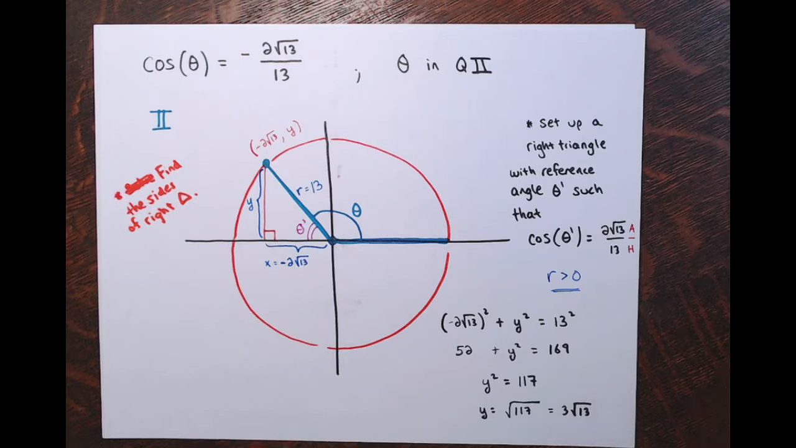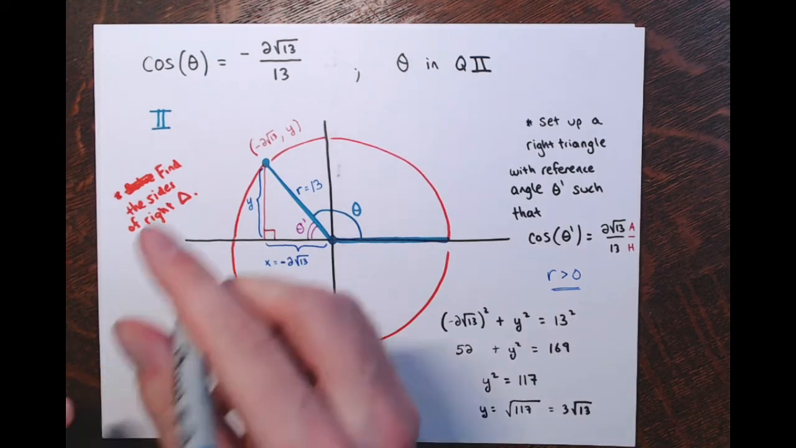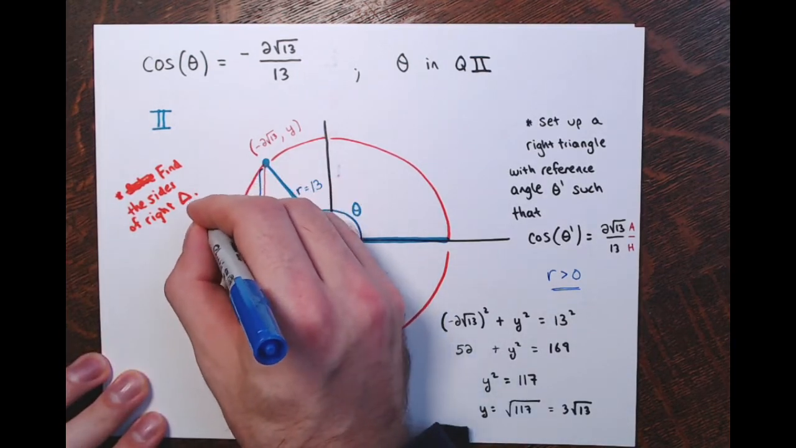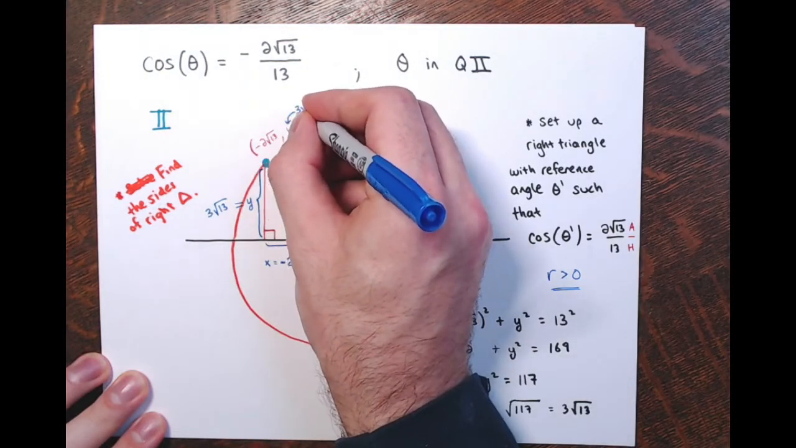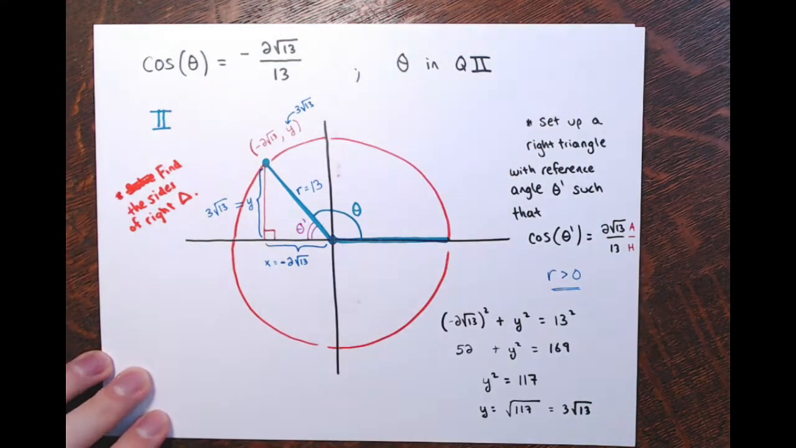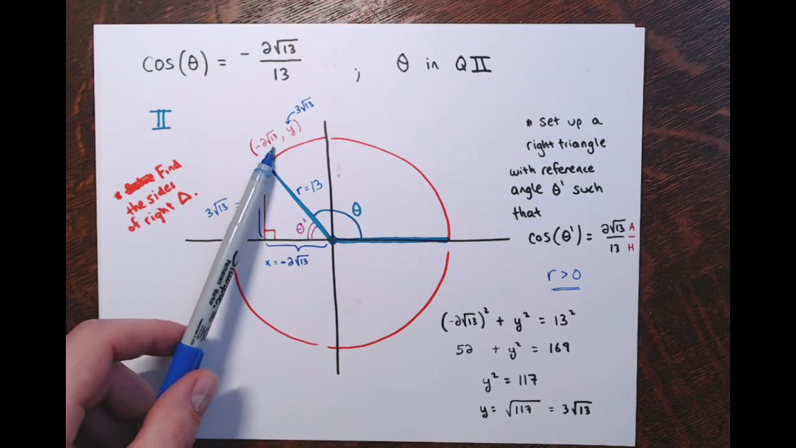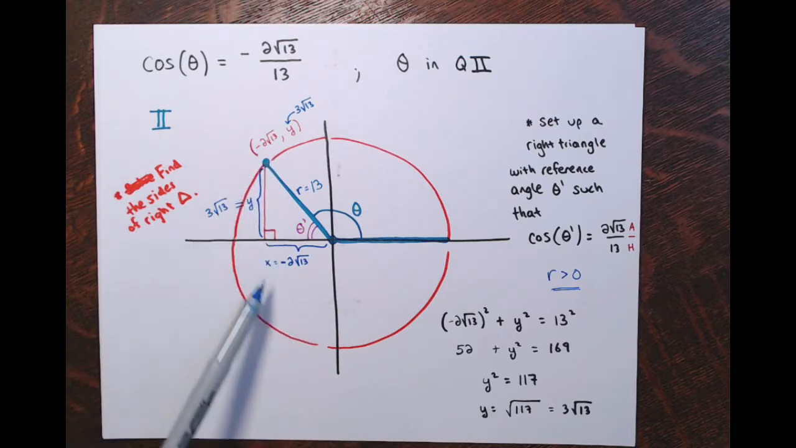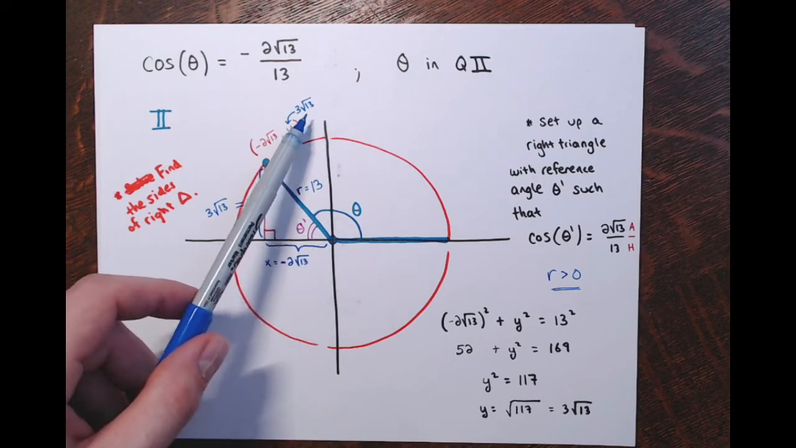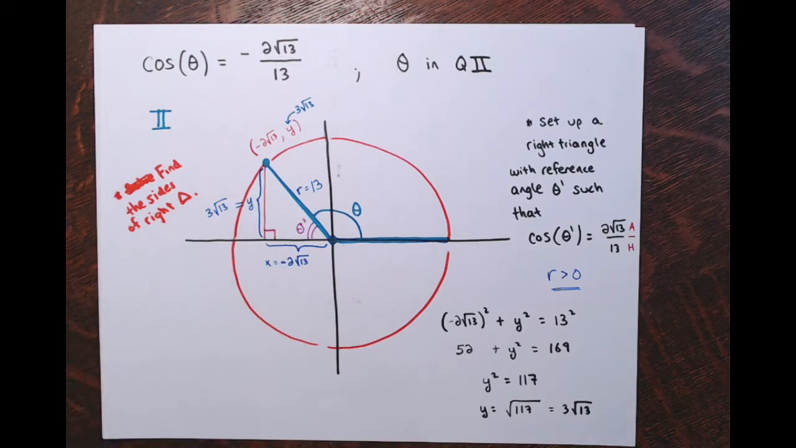Okay. Alright, so that's the y coordinate of my point. So this side here is 3 times the square root of 13. This coordinate, 3 times the square root of 13. Alright, so now I have all the missing pieces. I have the x coordinate of my point, negative 2 root 13. I have the y coordinate of my point on the terminal side that's on this circle of positive 3 root 13, and the radius of 13.